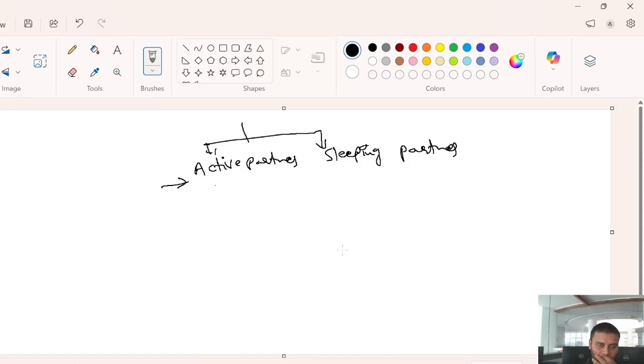So usually the active partner will be taking some amount of money or some percentage of money for managing the business from the profit coming out of the business. There will be a mutual agreement between active and sleeping partners in the business.